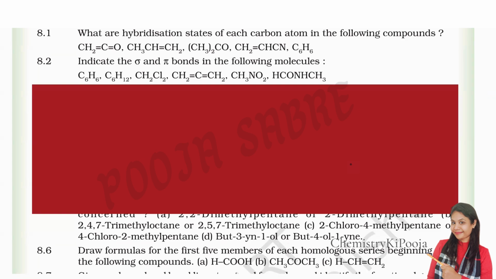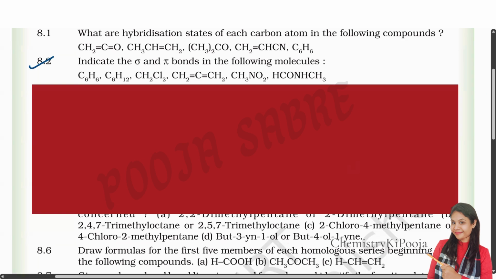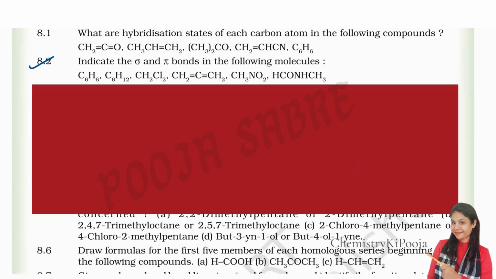The next question, 8.2: indicate the sigma and pi bonds in the following molecules. Again, the same way, first we will write down the structural formula, and from the structural formula we can easily write down the sigma and pi bonds.